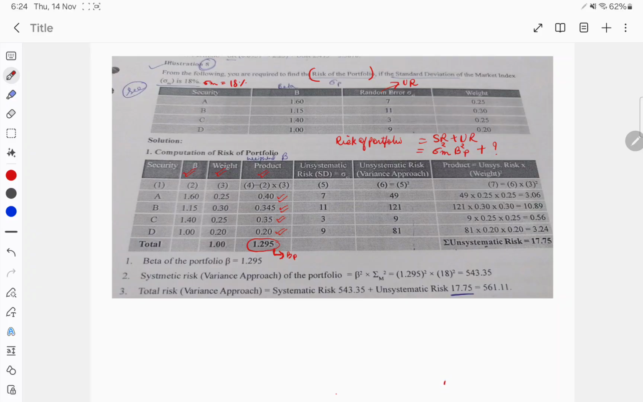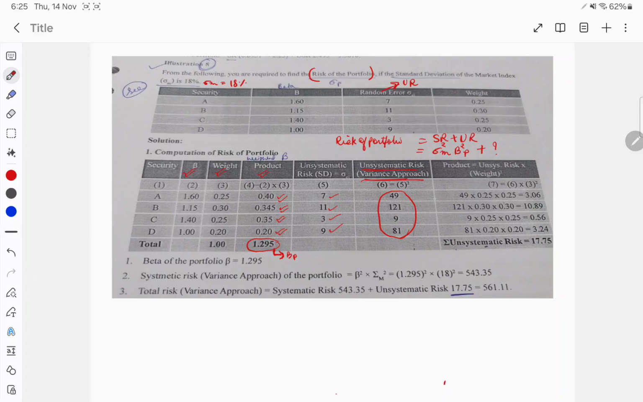Then since here the random error is given, you have to calculate the variance of this basically. The random errors given are the unsystematic risk. You will square these to calculate the unsystematic risk using the variance approach. Now, in the previous questions, we calculated the unsystematic risk of the portfolio. What did we do for that? We multiplied the unsystematic risk with the weight square of the security.